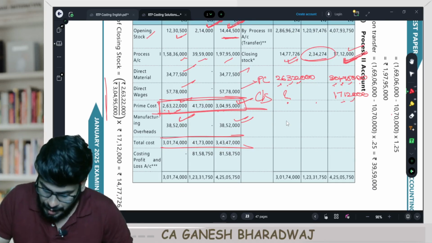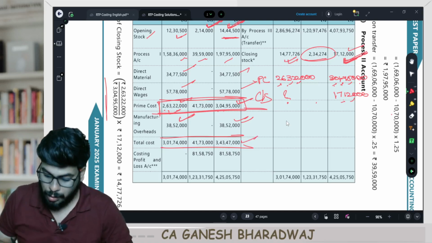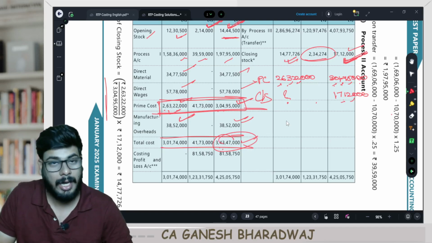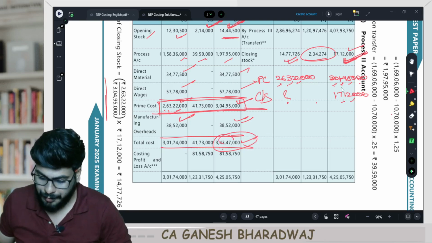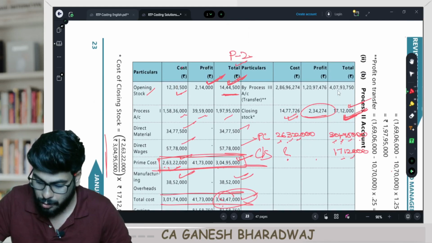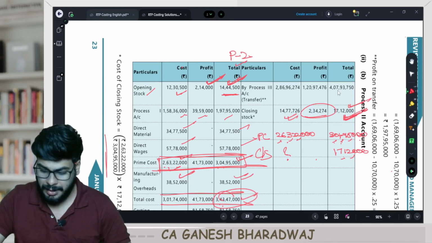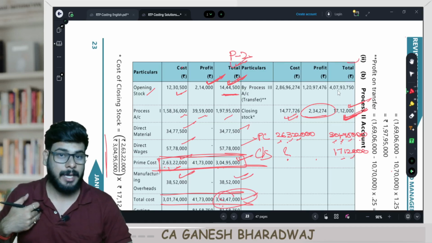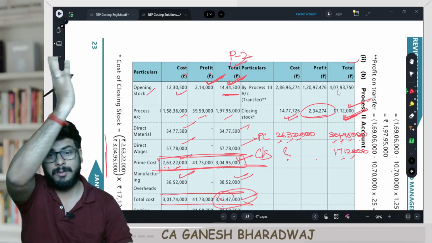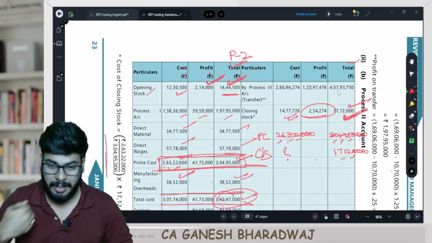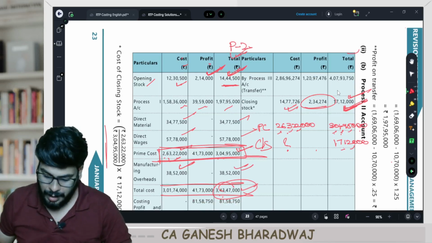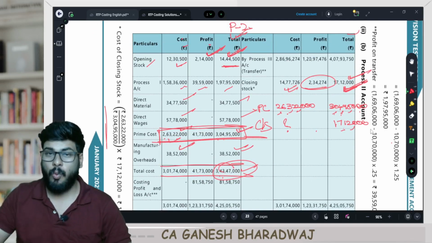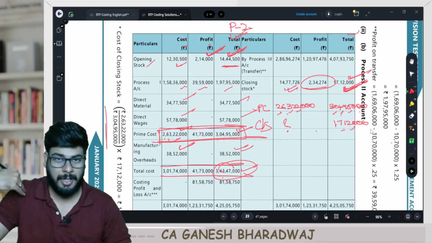Now, this is how you will arrive at what is the total cost. So here the total value is how much? 3 crore 43 lakh 47,000. Out of this, the total value of closing stock is going to be 17,12,000. This total column is the only column that the process knows. This cost and profit breakup is what the company, the head office, will know, but the process will know only the total column.